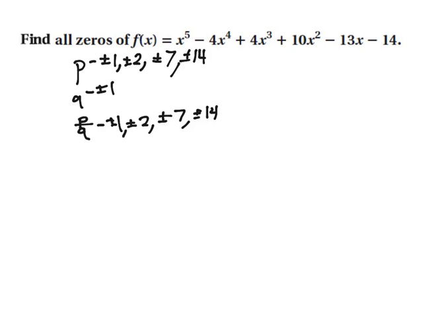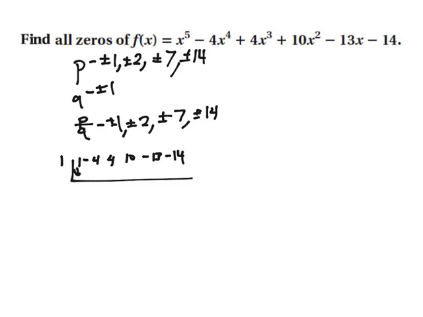Now I have to use synthetic division to find all of my zeros. And I have to get it down to 4 terms that I can factor by grouping. Alright, so I start syntheticing this out: 1, negative 4, 4, 10, negative 13, negative 14. Okay, we'll do 1 first.